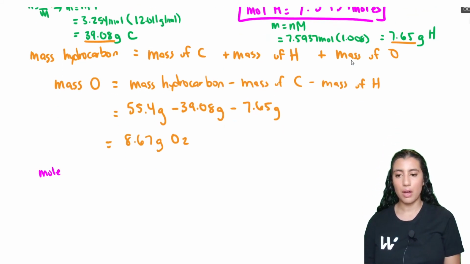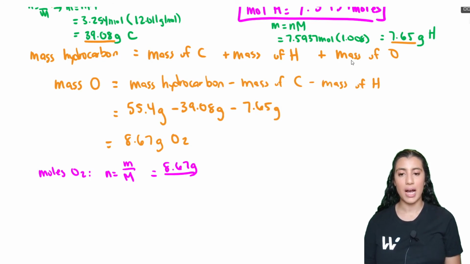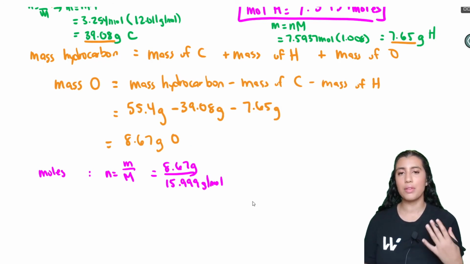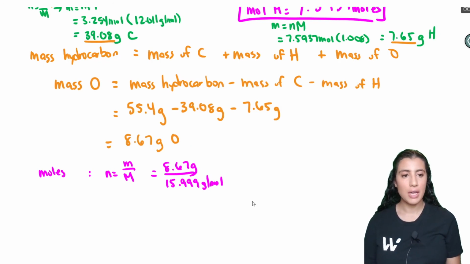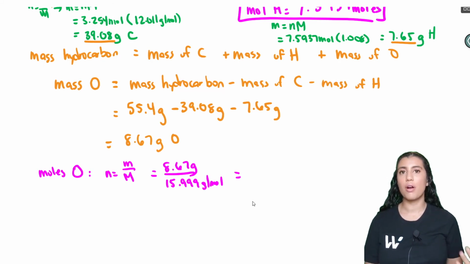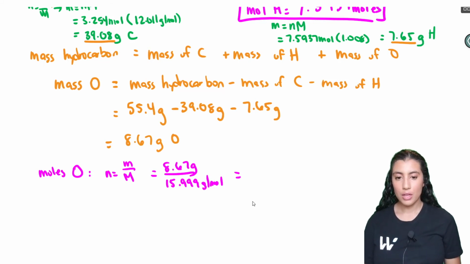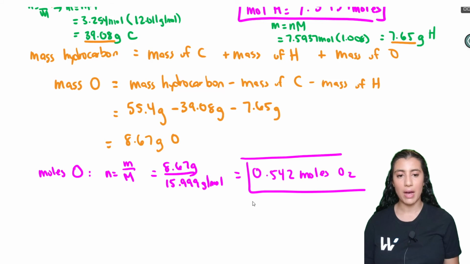So for the moles of oxygen, again we're using n is equal to little m over big M, where the mass is what we just solved for, 8.67 grams, and the molar mass for the oxygen atom is 15.999 grams per mole. Just to clarify, we're only dealing with the oxygen atom, so this should just be oxygen. This would be the mass of the oxygen atom, since the oxygen atom is a part of that hydrocarbon. So when you solve, you get 0.542 moles of oxygen. Okay, and now we're going to go ahead and put that in the box as well.